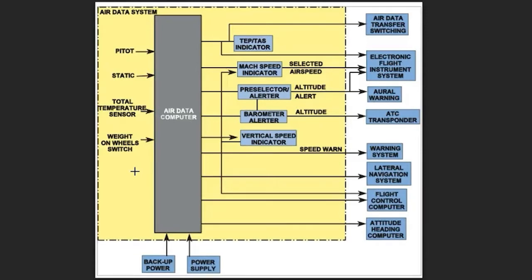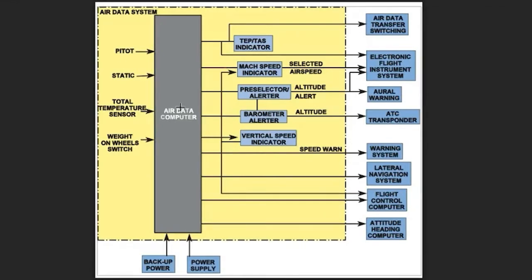On output from this computer, we will already have some useful information for us. First of all, it will be speed. The computer will automatically calculate the indicated airspeed, calibrated airspeed, and true airspeed based on the total pressure, static pressure, and the total air temperature. So indicated, calibrated, true airspeed. Also, it will provide Mach number because it's able to calculate Mach number from internal information.